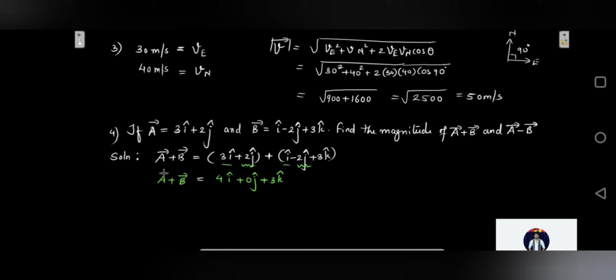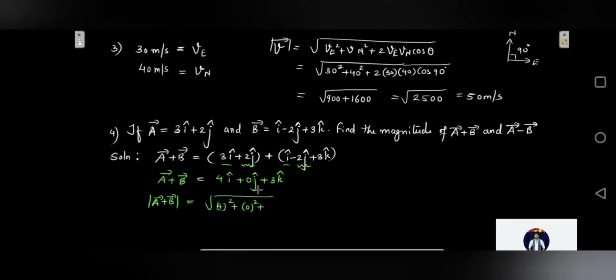The resultant of A plus B will be this. This is what we have studied in the analytical method. Now we need to find out the magnitude of A plus B. So what will be the magnitude of A plus B? How do we find out the magnitude over here? In the component form, it is root of ax square plus ay square plus az square. That is our formula, right? So it's going to be 4 square plus 0 square.